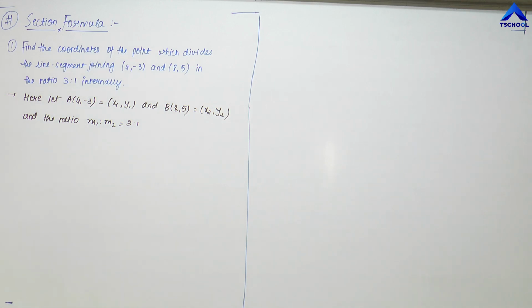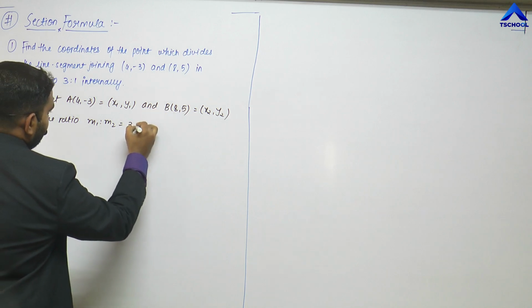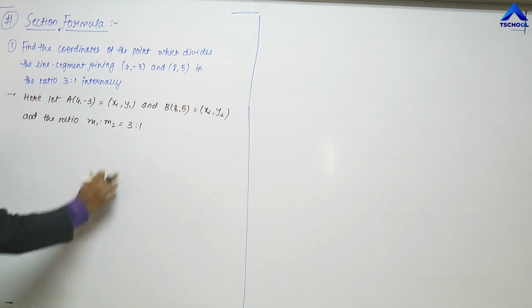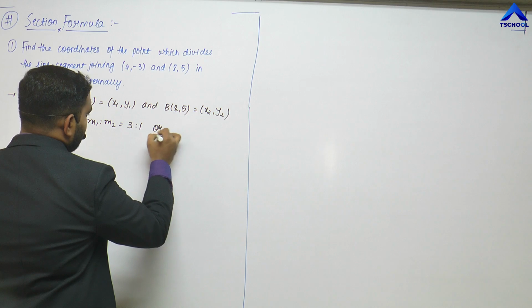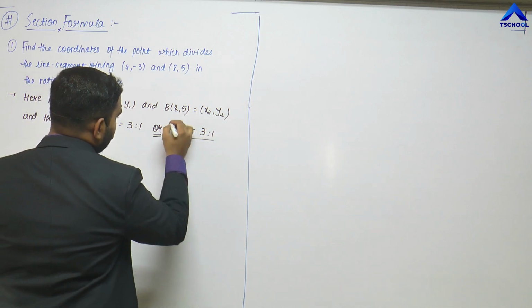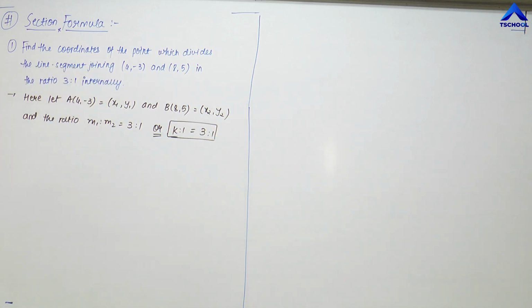We shall take m1 is to m2 equals 3 is to 1. That means we shall simply put m1 equals 3 and m2 equals 1. Or you can also take, see friends, here as it is 3 is to 1, you can directly take k is to 1, so that k will be equal to 3. So there is no need to place anything in place of 1, right?